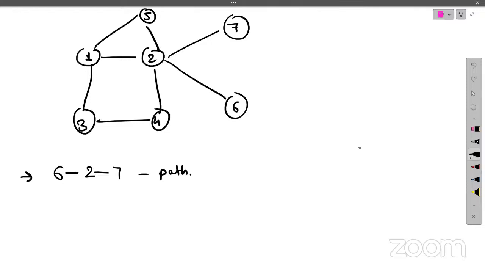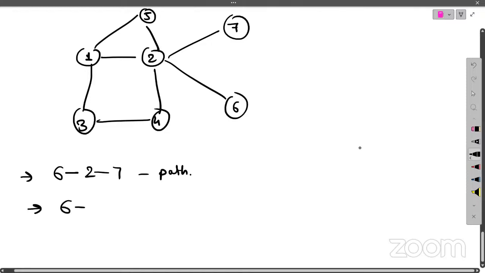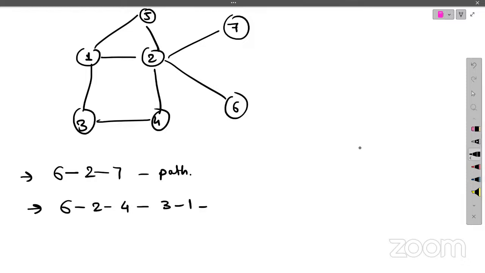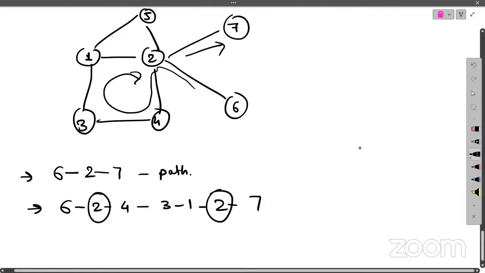Now here, if I tell you that from 6 I'll go to 2, from 2 I'll go to 4, from 4 I'll go to 3, then go to 1, then go to 2, and then go to 7. So here what is happening? We are just taking one cycle here and then going to 7. In between, I am repeating one vertex, number 2.